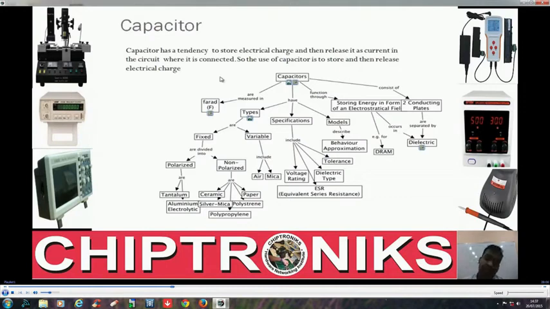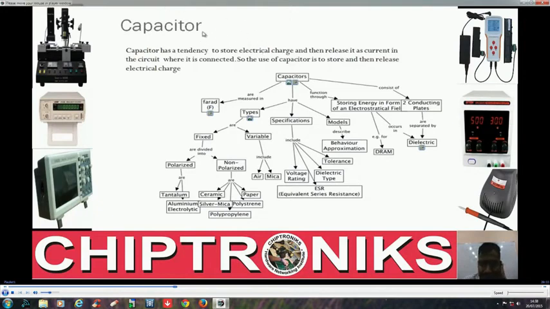Now the uses of a capacitor vary when it is used in an AC circuit or in a DC circuit. When I mean a DC circuit, I mean the input is DC, and when I mean an AC circuit, I mean the input is AC. AC means varying voltage, whereas DC means direct, fixed voltage. So let's understand this entire diagram.